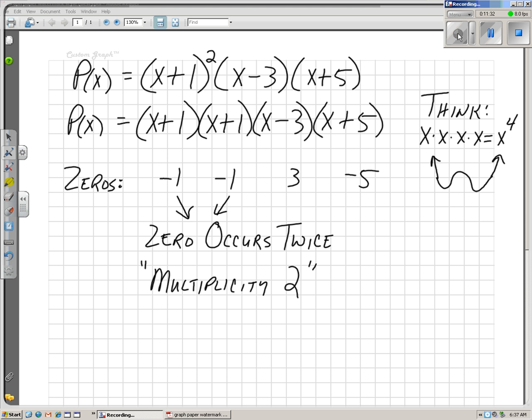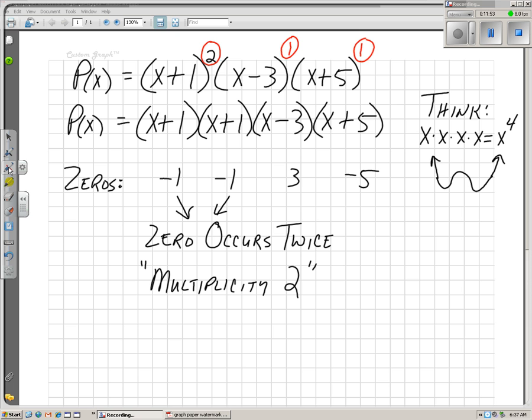If you go back to the original here, you see that that -1 occurs twice. These other two also have an exponent of 1. We just don't write it. So that means my 0 of 3 occurs once, and my 0 of -5 occurs once. Now, how do we interpret that? Well, here's how I remember it.